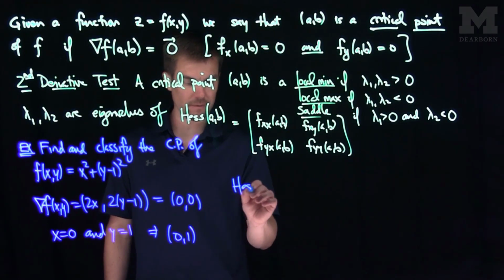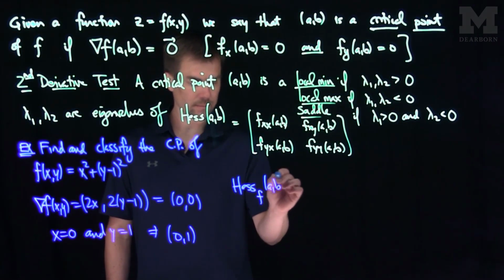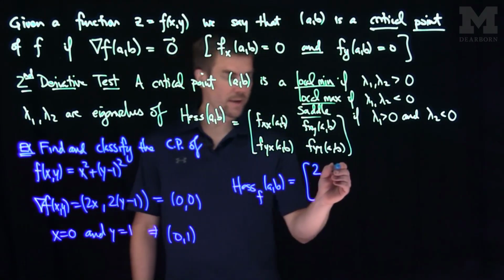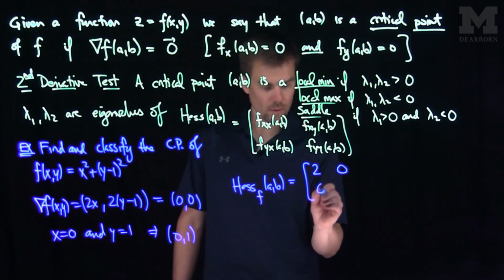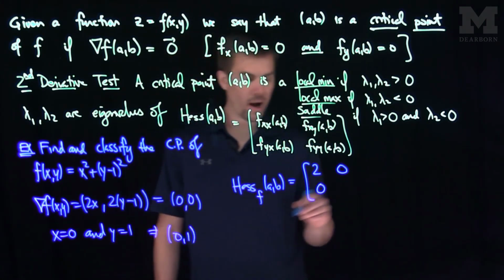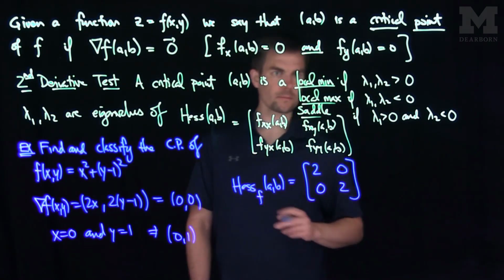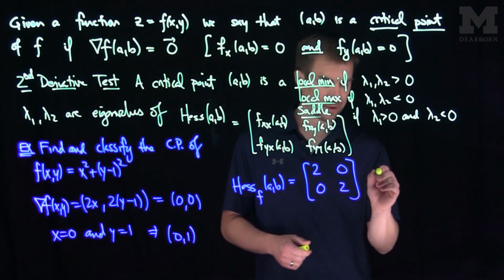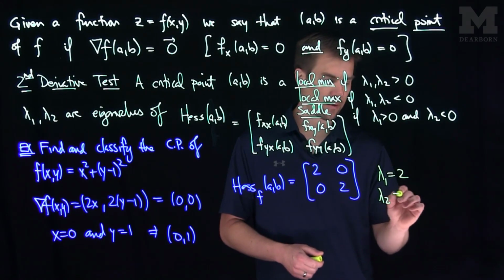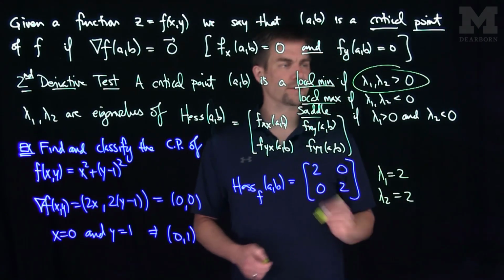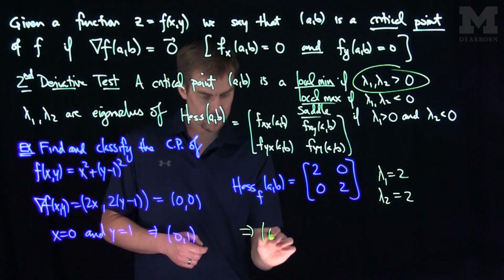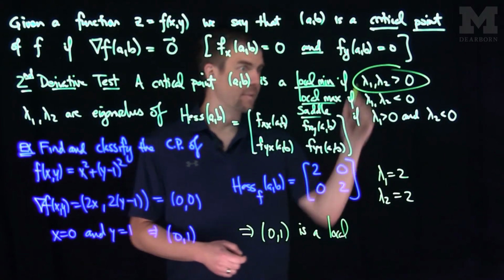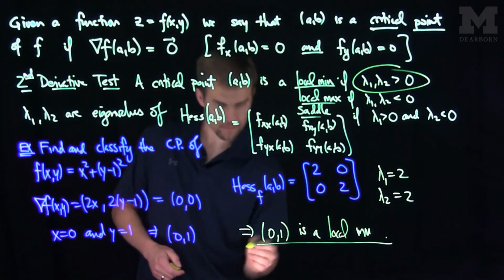The Hessian matrix of f at the point (a, b) is going to be, well, f_xx is just going to be a 2, f_xy is going to be a 0, and f_yx is going to be 0, and then f_yy is going to also be a 2. So over here we see that we have a diagonal matrix, and we know that the eigenvalues of a diagonal matrix are just the diagonal entries. So lambda 1 is equal to 2, and lambda 2 is equal to 2. So I have two positive eigenvalues, and that tells me that the point (0, 1) is a local minimum. Thank you very much.